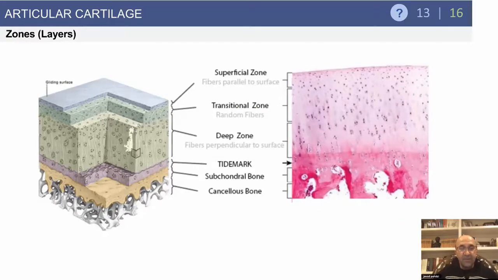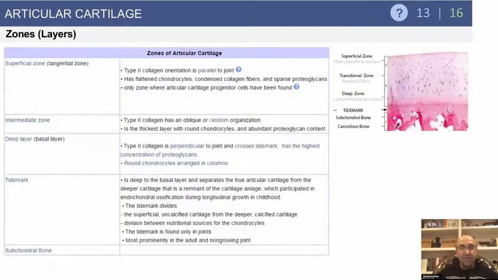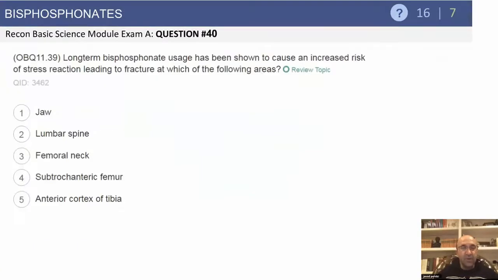There are multiple layers to articular cartilage. I won't bore you with the details. I'm sure you'll be able to see this from the figures, and each one of these gets affected by diseases differently. Here are the zones: superficial, intermediate, deep layer, tidemark, and subchondral bone. It's important for you to know which disease affects which layer of the articular cartilage.